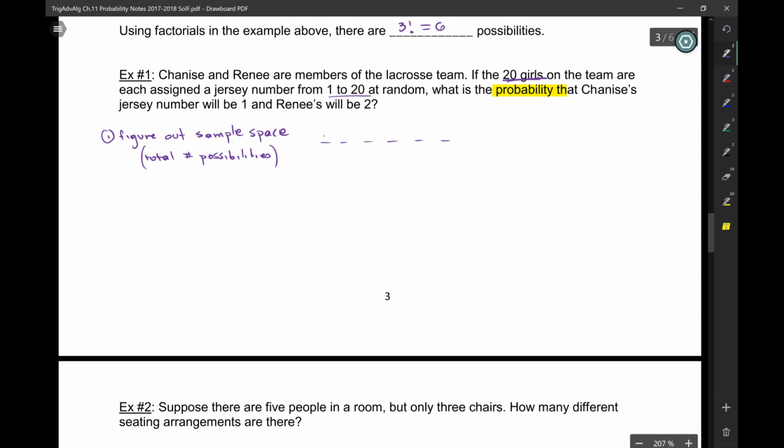So the first girl, how many possibilities does she have for her number? How many picks does she have from 20? Then she picks a number. How many possibilities does the next girl have? 19, then 18, and so on, all the way to 1. So if you're multiplying 20, 19, 18, 17, 16, down to 3, 2, 1, that's 20 factorial. That's the total possible outcomes.